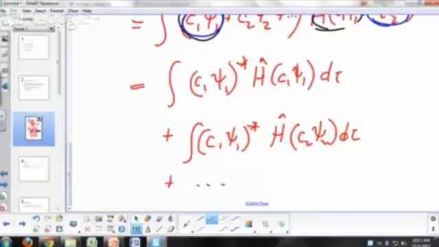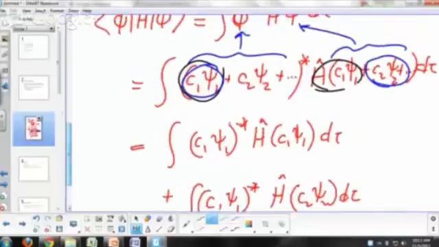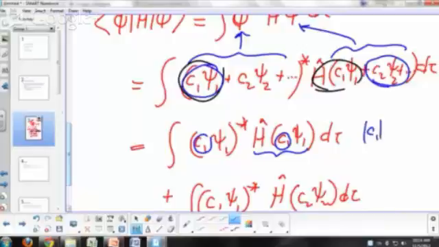More terms. Let's examine this term right here. What's h hat C1 psi 1? H hat is a linear operator, so I can factor out my C1, right? And C1 star, I can also pull out of my integral. So that's going to be C1 squared. So this part right here is C1 squared. What's left inside the integral?